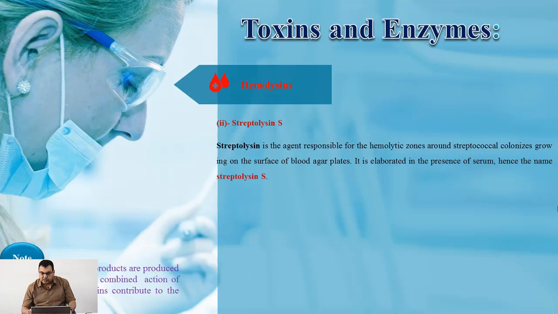Streptolysin S. Streptolysin S is the agent responsible for hemolytic zones around streptococcal colonies growing on the surface of blood agar plates. It is elaborated in the presence of serum, hence the name streptolysin S.